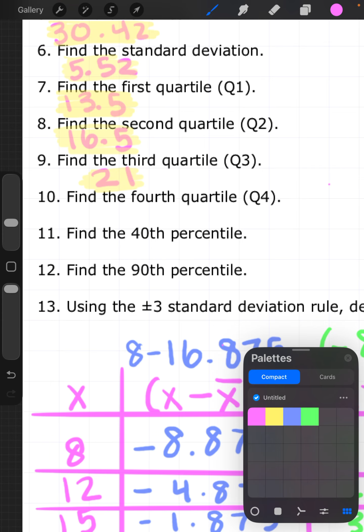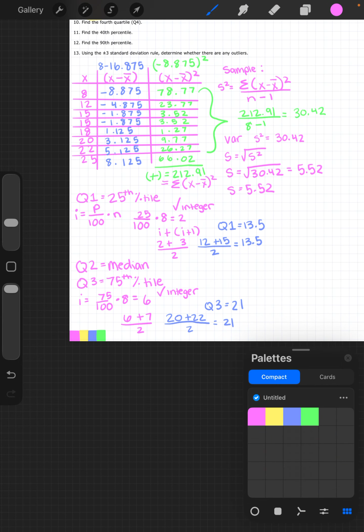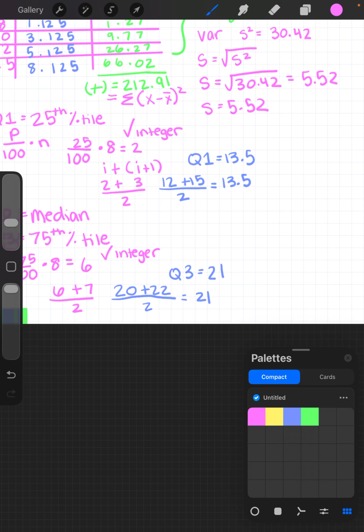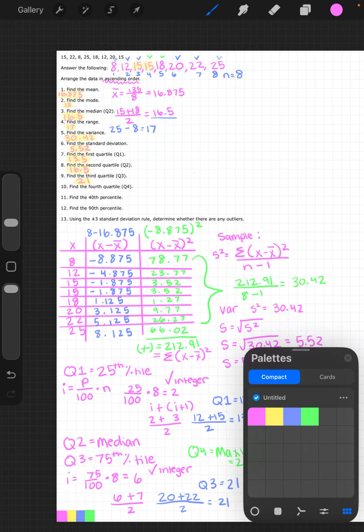So now we're going to find the fourth quartile. And the fourth quartile is, let me write this for you guys. Our fourth, so Q4 is equal to the max value, which is 25. Let's check. Yeah, so it's going to be 25.